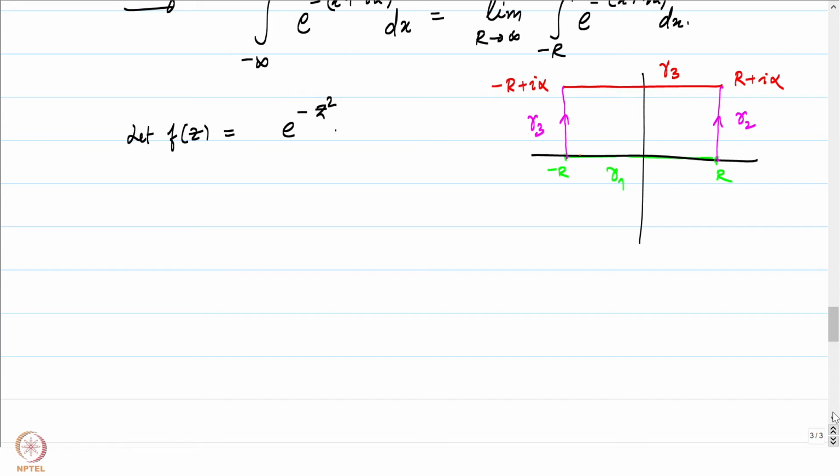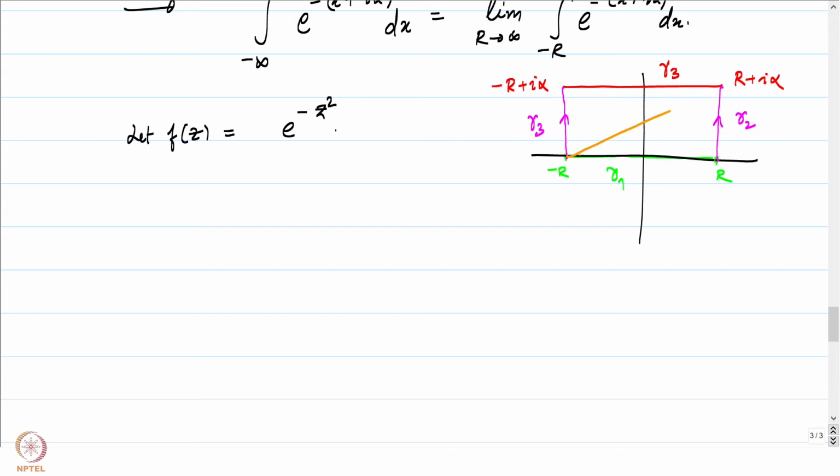Then if you look at e to the power minus z square, that is a function which is holomorphic in the entire complex plane. In particular, it's an entire function, and again, the complex plane is a convex set, so we can apply Cauchy's theorem freely. Or in this case, we could apply a special case of Cauchy-Goursat rather.